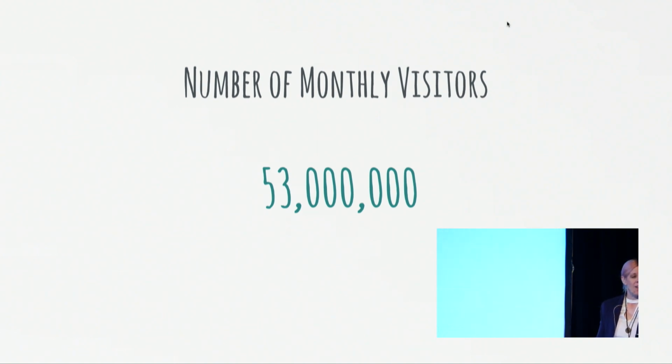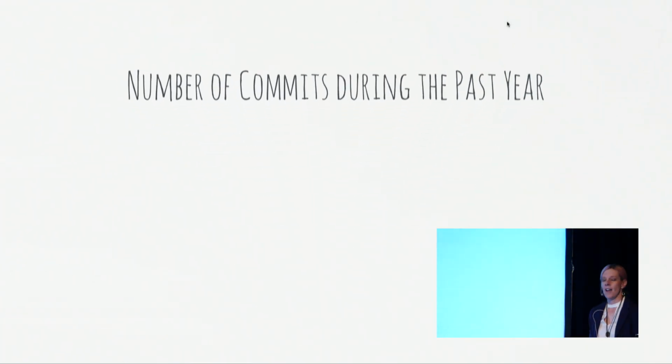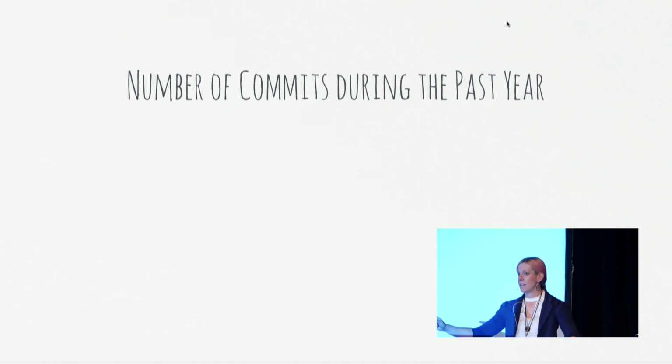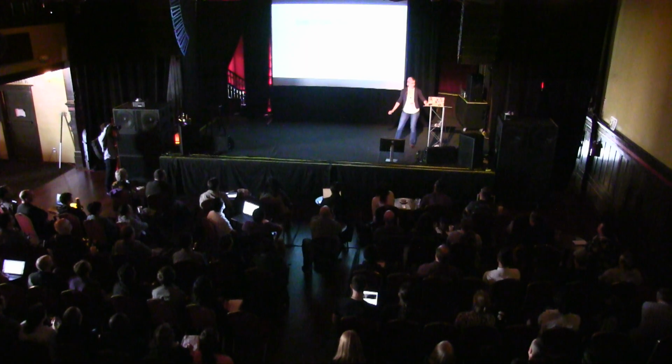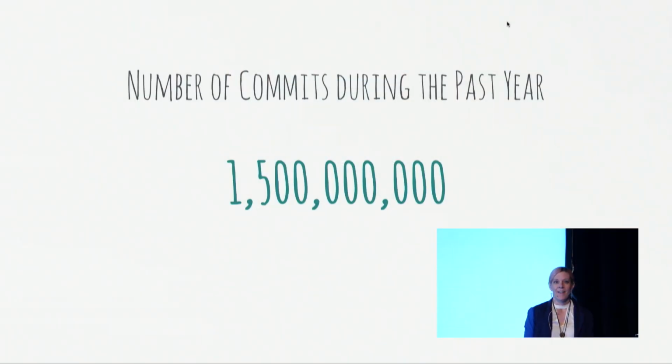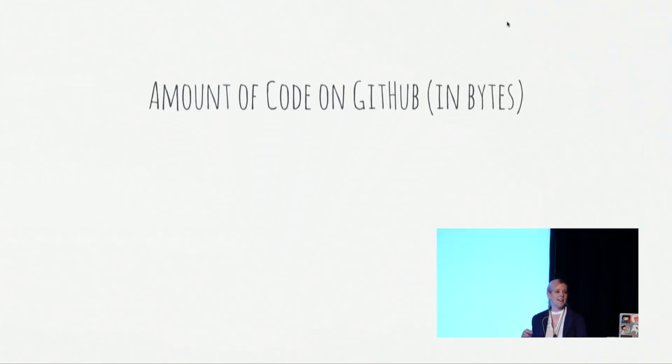Unique users. Okay. Here's a fun one. How many commits did we have in the past year? A billion? I got a billion? 100 million? 500 million? Okay, we're doing better now. We got 1.5 billion commits in 1 year. Okay, so that's pretty cool.